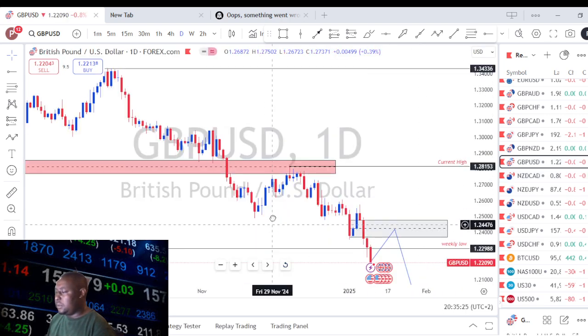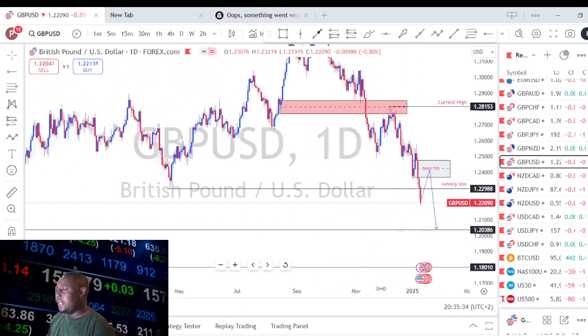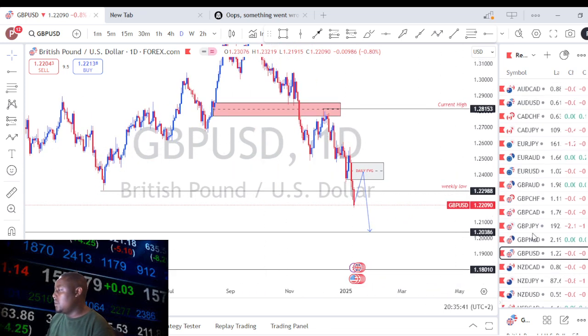I'd love to get GU. I'm just going to wait for a retest to this breaker block or this daily fair value gap. If I can get this move, I may look to continue going short on GU and also Euro USD.